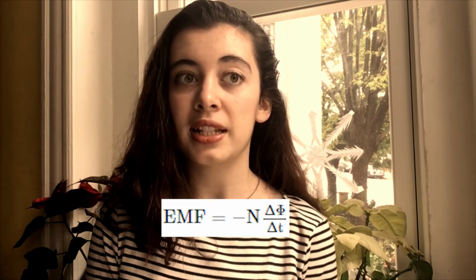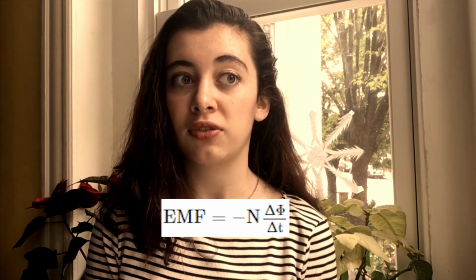But the EMF that is produced also is going to depend on the area and the angle of the loop of wire to the magnetic field, which is defined as the magnetic flux through the loop. This whole relationship is expressed as Faraday's law, where epsilon equals negative delta phi, which represents magnetic flux, over delta t. This can be multiplied by however many loops there are.